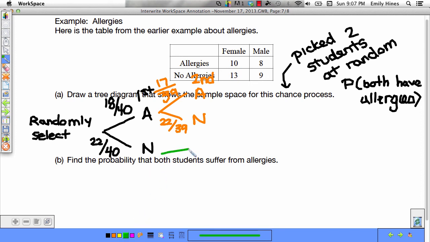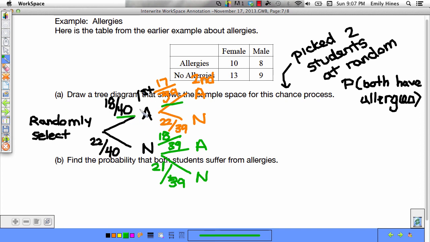Same thing down here. If I picked a student who has allergies the first time, they can either have allergies or not have allergies. So if they have allergies the second time, I'm still short a student overall, but I still have 18 allergy students to choose from. But if I chose one that does not have allergies, I only have 21 of those to choose from out of 39 total students. So notice how my number went down, because I'm picking two students at random and not replacing, so I can't pick the same student twice.